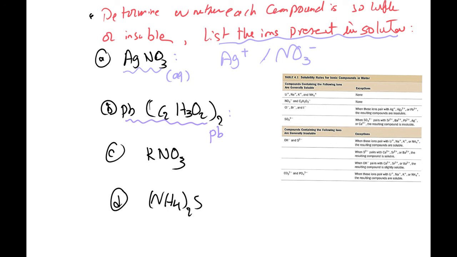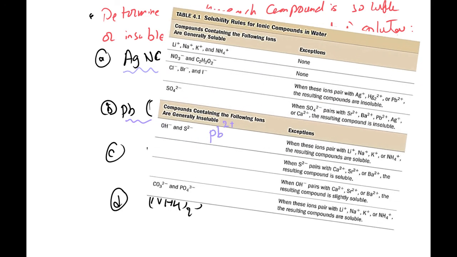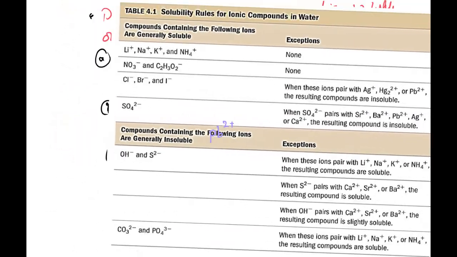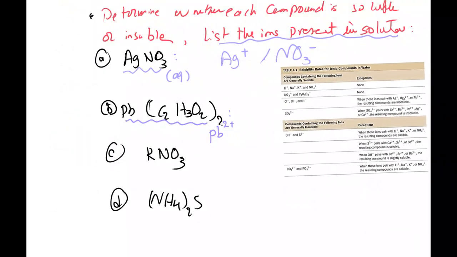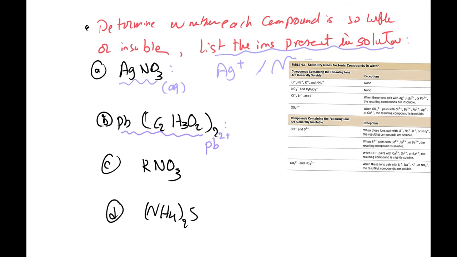How to know the formula? Lead, here the valency of lead is 2. And what is the valency of acetate? You will get the valency of acetate from here, it's 1 minus. So the other ions present are acetate ions that are negative.